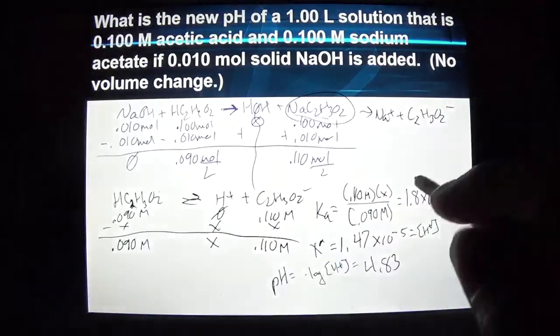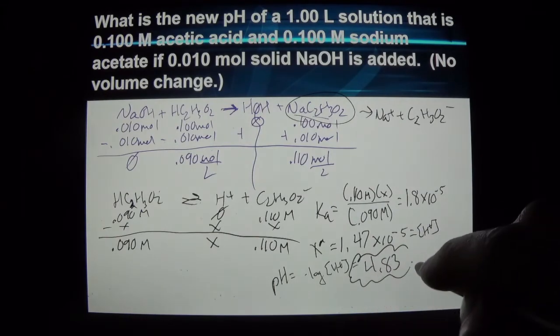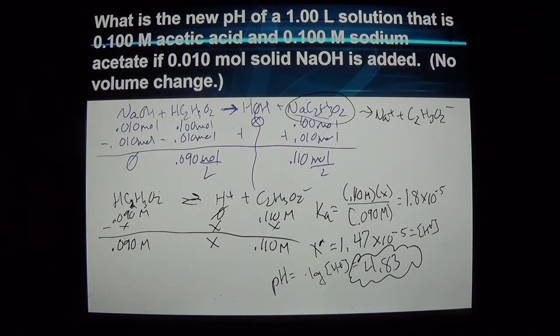Okay, so there's my pH after the sodium hydroxide has been added. Does that kind of seem like deja vu? Well, go up. You have the ability to go up a previous slide. Previously, what was our pH? About 4.7. Now what is it now? About 4.8. So adding sodium hydroxide, a base, to an acetic acid buffer solution meant the sodium hydroxide changed the pH about 0.1. Actually a little less than even 0.1 of a pH.